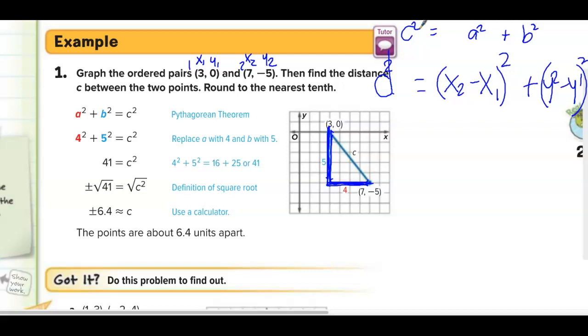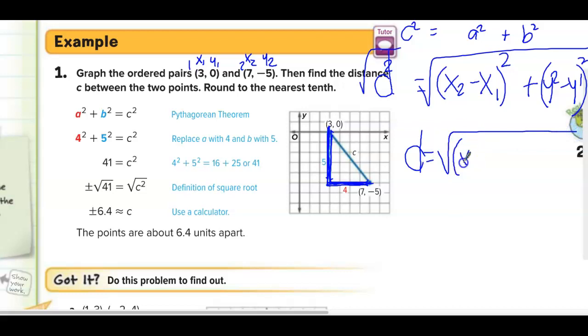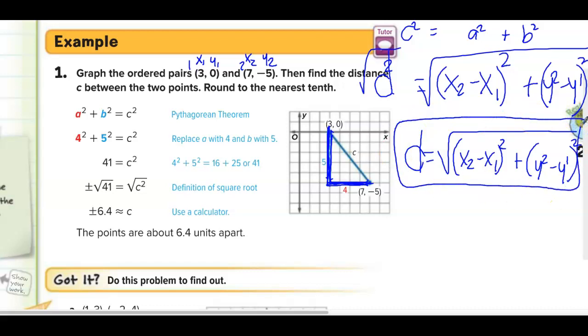How would I get d by itself? It's d squared right now, so how do I get it by itself? Square root. Okay, so then I would take the square root of that side. So then I would get d equals the square root of x2 minus x1 quantity squared plus y2 minus y1 quantity squared. That seems like a super complex formula. This is called the distance formula. It is derived from the Pythagorean theorem.